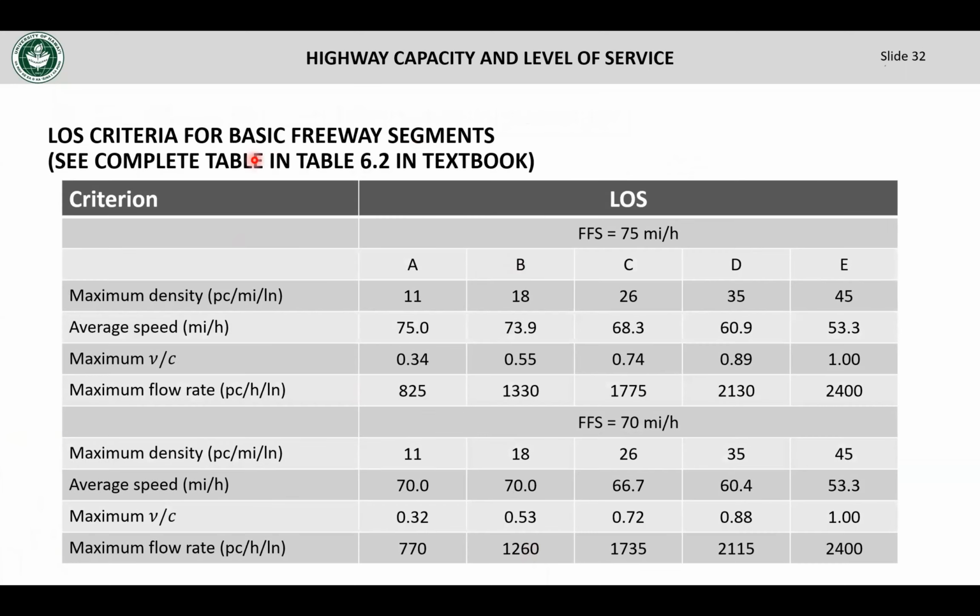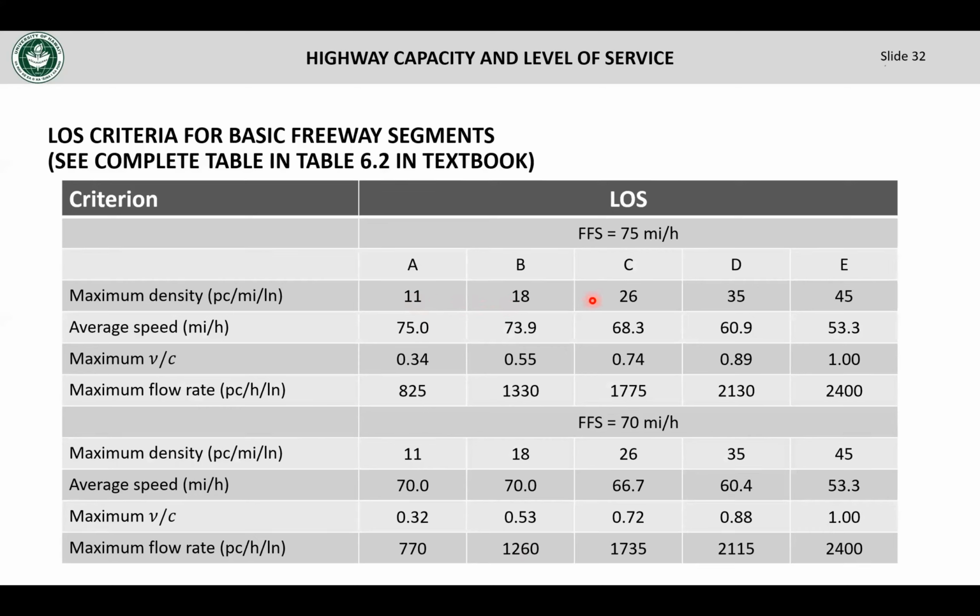This other table is table 6.2 in your textbook, that basically for each level of service tells you what's the maximum density that you can have and still be in that level of service. So for level of service A, the maximum density would be 11. So from 0 to 11, it's level of service A. From 11 to 18 would be level of service B. From 18 to 26, level of service C, and so on.